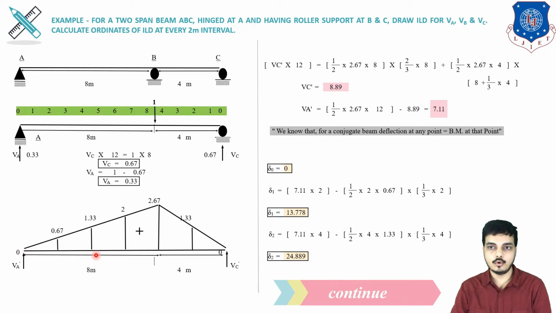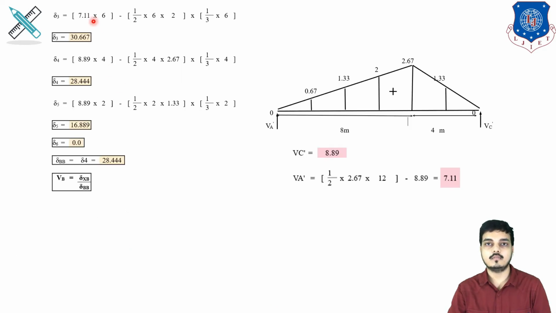So now VA into 4 and area into CG of this triangle, this much portion, which has height 1.33 and length 4 meter. Similarly, for 6 meter, 7.11 into 6, area into CG, the height of this triangle will be 2. For delta 4, we will be using this triangle, VA into this 4 meter.